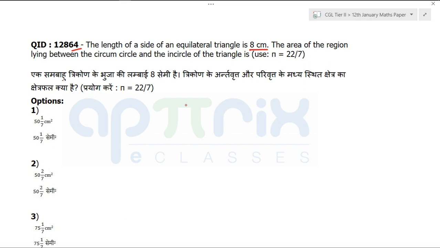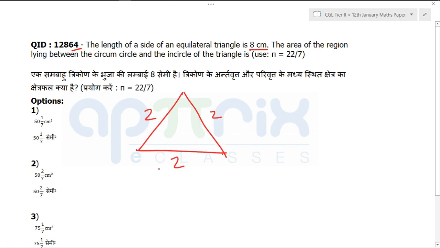I taught you something, if you all remember, one standard equilateral triangle that is going to make life so easy here. That was side 2, 2, 2. And I taught you that here the circumradius was 2 by root 3 and the inradius, if you remember, was 1 by root 3.